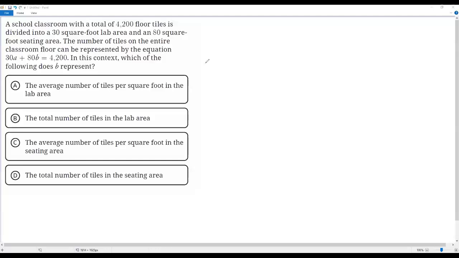Okay, so let's consider the given equation, that is 30A + 80B = 4,200. Actually, the number of tiles is represented by this equation. Because on the right side we have 4,200, this is the total number of floor tiles. Since 4,200 represents the total number of floor tiles, both quantities on the left must represent numbers of floor tiles. Since 30 is the lab area, 30A must represent the number of floor tiles in the lab area, and since 80 represents the seating area, 80B must represent the number of floor tiles in the seating area.